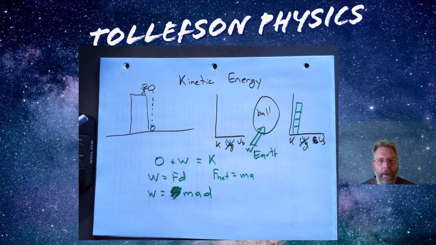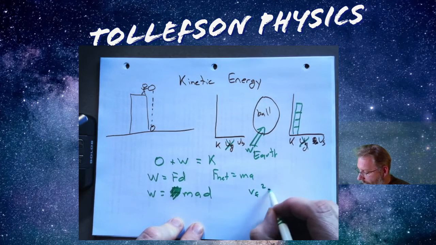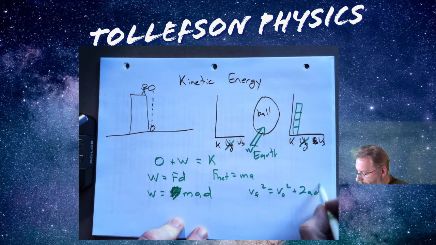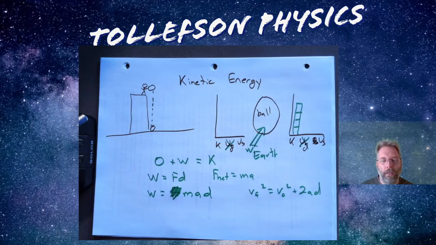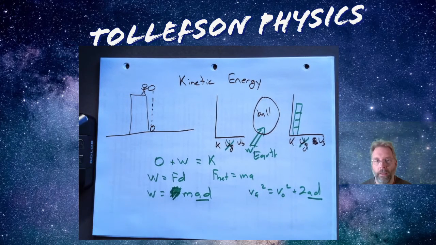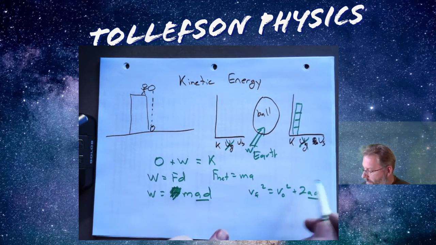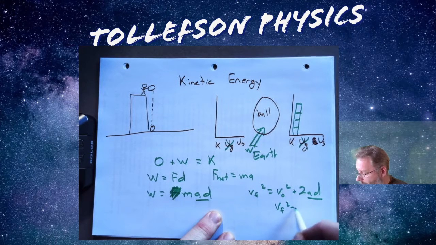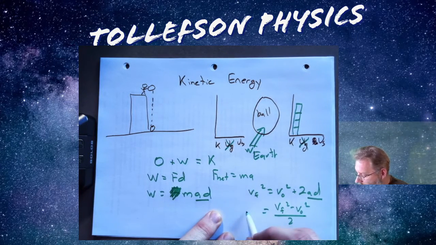If you remember way back, there was a kinematics equation that doesn't have time in it, but it has acceleration and it happens to have distance in it. Could I use that to help me out? The answer is I can, because notice this: a d, a d. What if I solve for a d here? I have to move this to the other side. So v final squared minus v naught squared, divided by 2, because there's that 2, will equal a d.